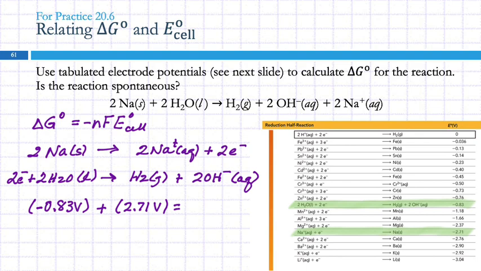Do I need to multiply that by 2? No, you do not multiply cell potentials by coefficients. So negative 0.83 plus 2.71 is 1.88 volts, and that is equal to the standard cell potential.